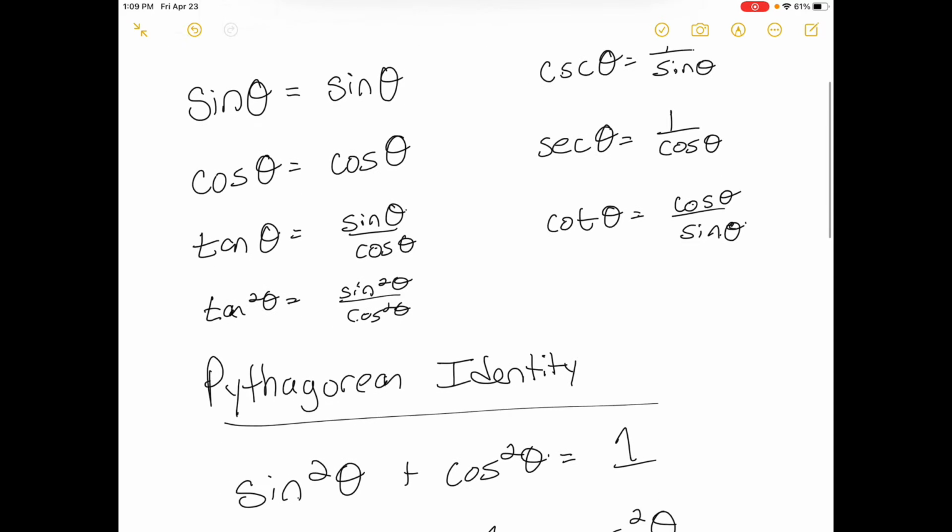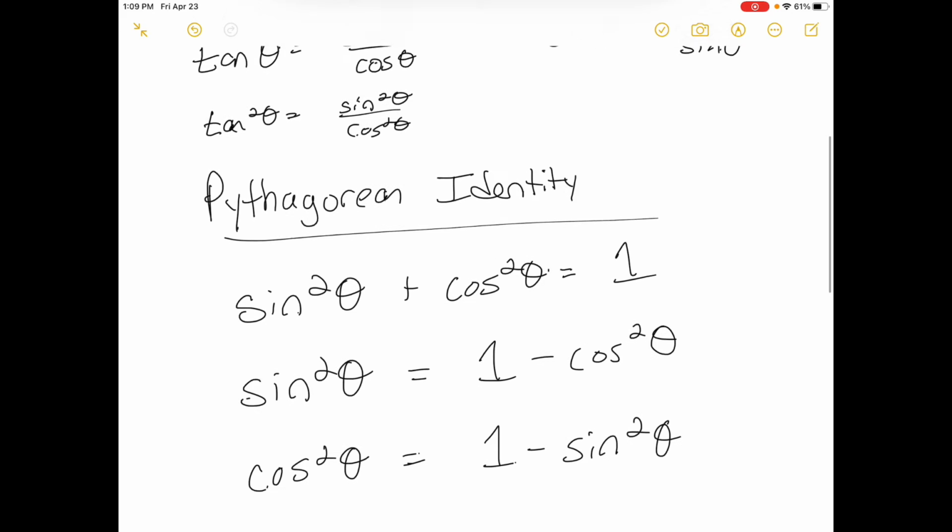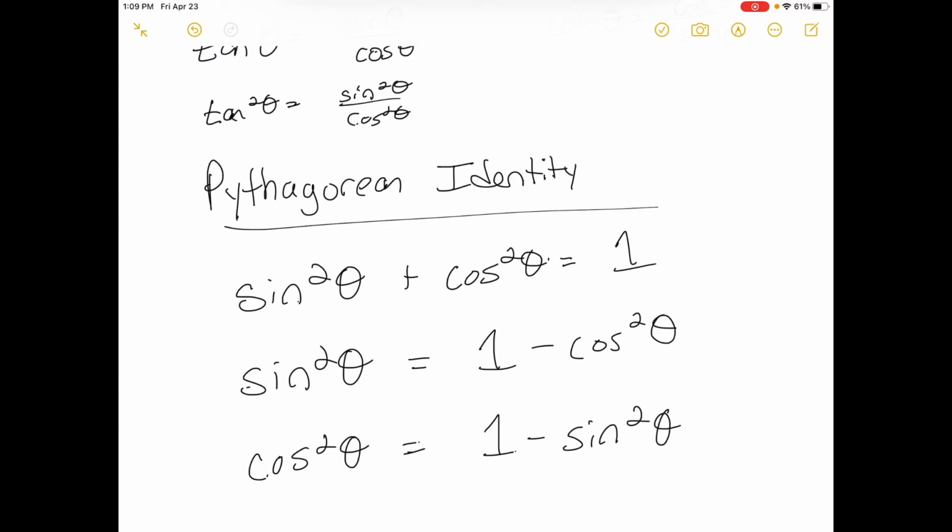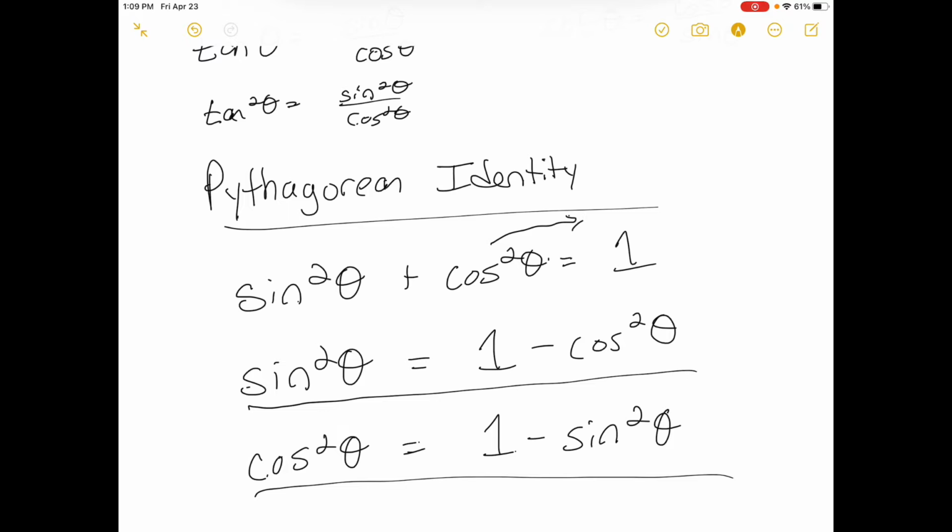And then you need the Pythagorean identity, sine squared plus cosine squared equals 1, which both of these are just rearranged. So if we took cosine squared and chunked it over to the other side, we'd get sine squared equals 1 minus cosine squared. Or if we chunk sine squared to the other side, we'd get 1 minus sine squared equals cosine squared.